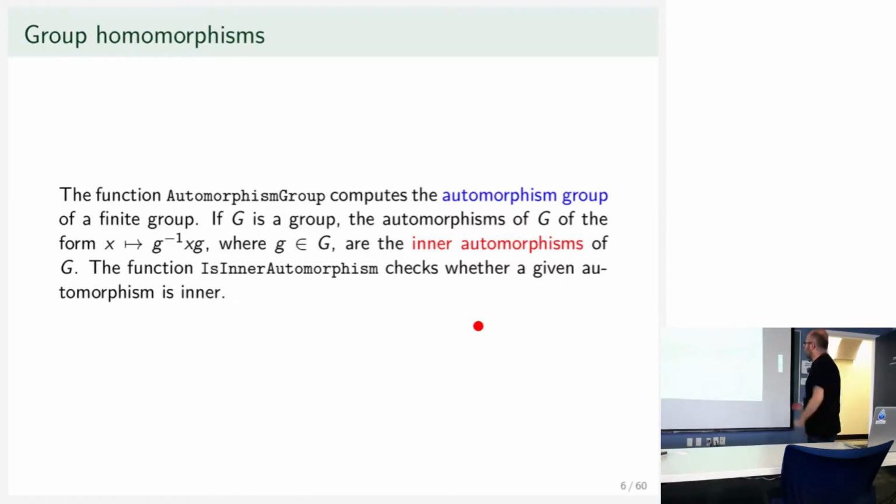So, what else? Well, of course, you can compute automorphism groups with GAP, right? With this, you can compute the automorphism group of a finite group, say, and some infinite groups are also possible. If G is a group, the automorphisms of G of this particular form, given by a conjugation of a fixed element, are known as inner automorphisms. If you want to check whether an automorphism is an inner automorphism, of course you have this function. So let's play a little bit with this.